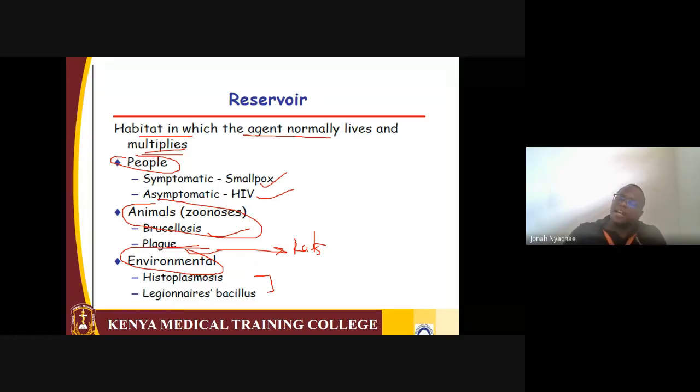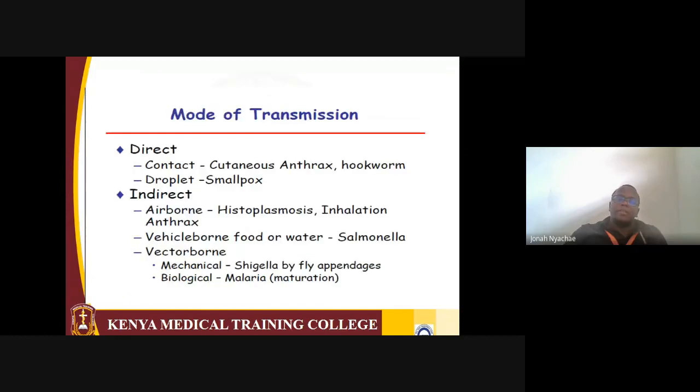So it is just an example, but you may have a whole host of conditions which can find a home and can hibernate in the environment. So we have modes of transmission of diseases. Diseases can be transmitted either direct or indirect. When we're talking about direct, we're talking about through contact.